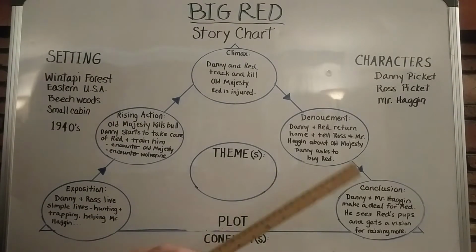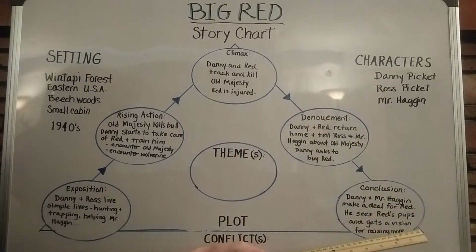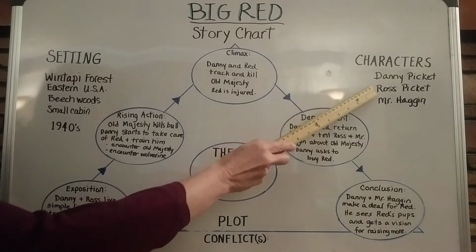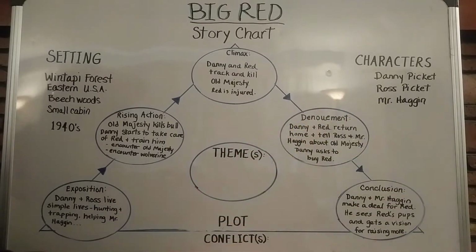Alright, let's start with characters. That's the easiest. There's only really three main characters. We have Danny Pickett, his dad Ross Pickett, and Mr. Hagen, on whose property they have their cabin and they live and hunt.